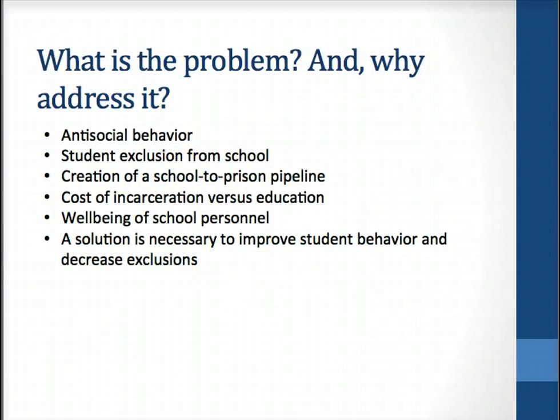One problem that I have encountered is that students who exhibit antisocial behaviour are subsequently excluded from school. As a result, they fall further behind academically and tend to associate more often with delinquent peers. Continual participation in delinquent behaviours and repeated exclusions has developed what has been termed the school-to-prison pipeline.